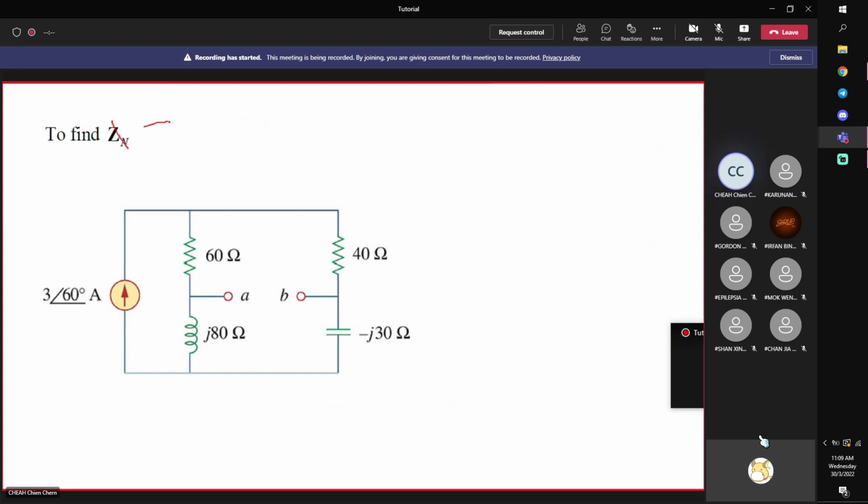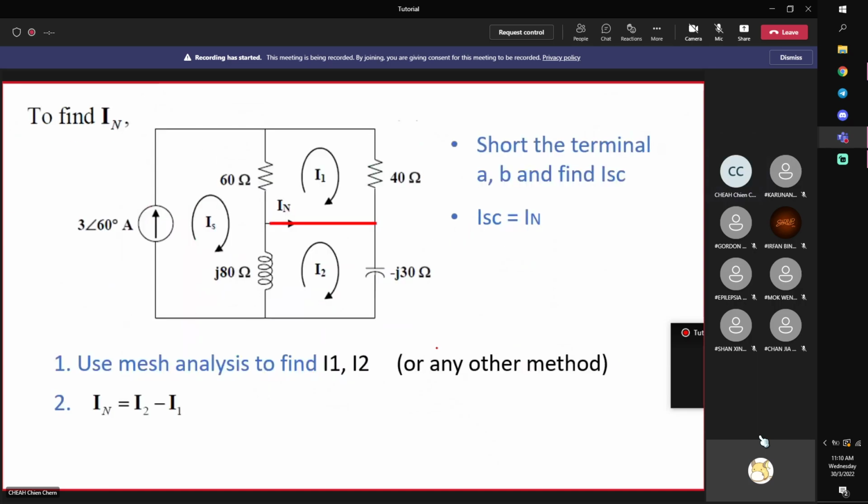Okay, next, I want to find the Norton's current, right? So I short the terminal AB. Then my short circuit current is my Norton's current, right? So this is how we find the Norton's current. Okay, and how do you find this Norton current? Two ways, right? Nodal analysis and mesh analysis. Okay, nodal analysis and mesh analysis is the way to do it.